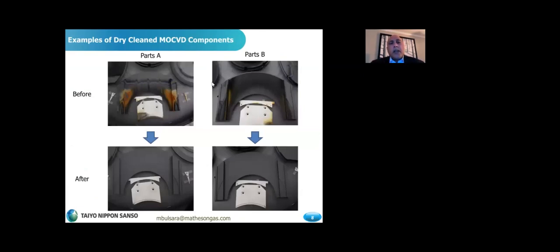This slide shows examples of MOCVD components, graphite and boron nitride in these examples, which were coated with gallium nitride films, and after processing were completely clean, and can be used for application in MOCVD processes.